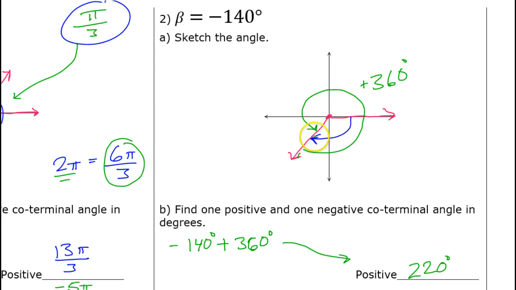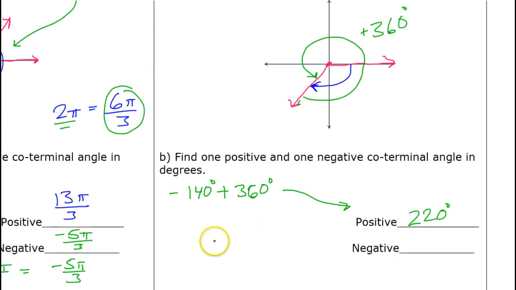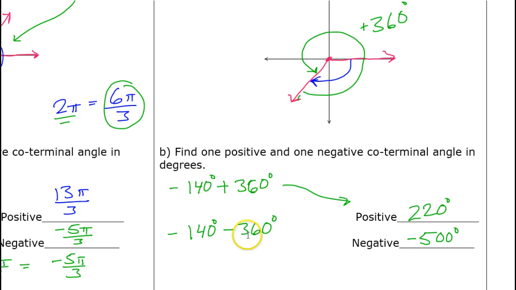Okay, so that's what you get if you go all the way around in this direction and land at the same spot. Now, if I want a negative coterminal angle, I should be able to get that by, again, moving 360 degrees, but I'm just going to move in the other direction. So, in other words, I will subtract 360 degrees and land back where I started again. So, let's see. That looks like that would be negative 500 degrees. Okay, so this is very easy when you're dealing with degrees: add 360, subtract 360, and you'll have your positive and negative.